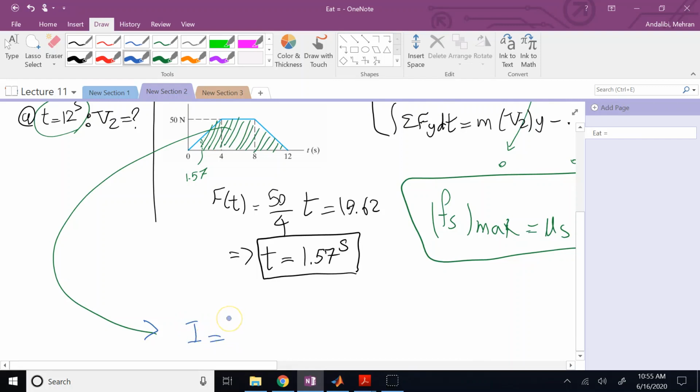so what is the impulse? Integral of F versus t between 1.57 and 12. It is the first trapezoid. It's between this number and 4. The height is 50. So it is going to be 50 divided by 2 times, or actually no, and this number, remember, this number we also need, this one was 19.62. So it is this number, 19.62. I need to clean this one up.